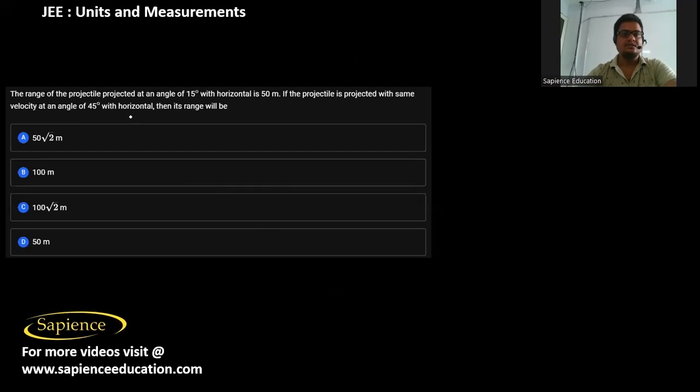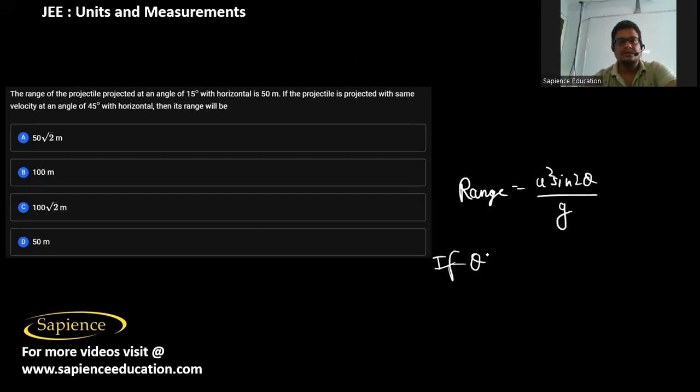Here it is told the range of the projectile projected at an angle of 15 degree with the horizontal is 50 meters. If the projectile is projected with same velocity at an angle of 45 degree with the horizontal, then its range will be. So as we know, horizontal range is given as u square sine 2 theta by g, where theta is the angle of projection.